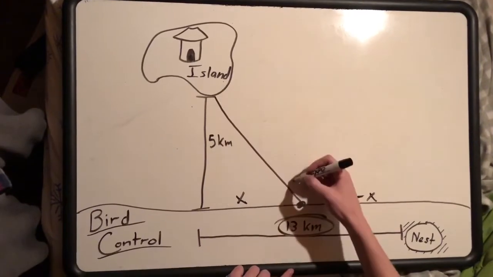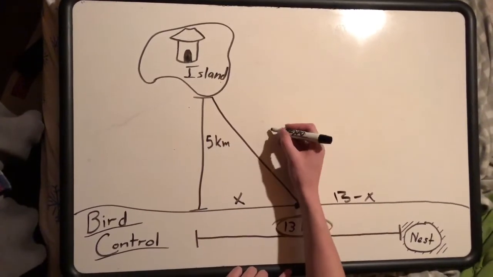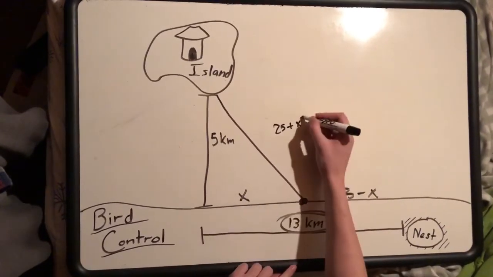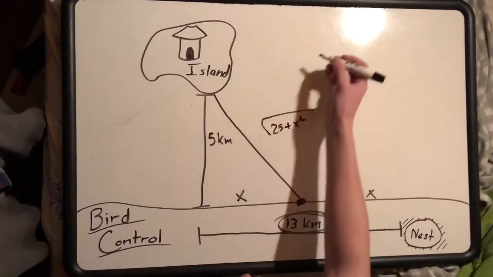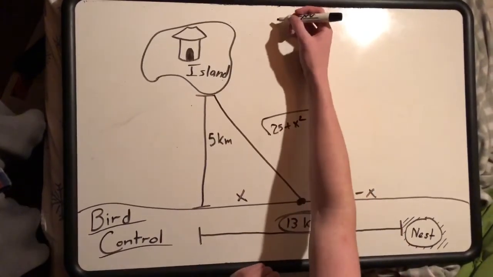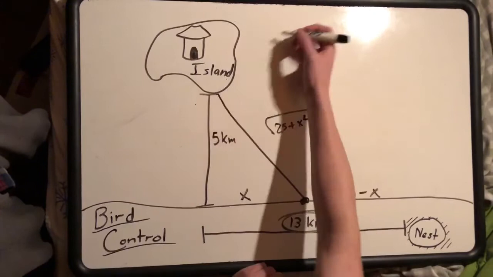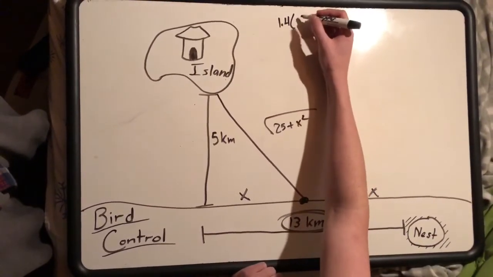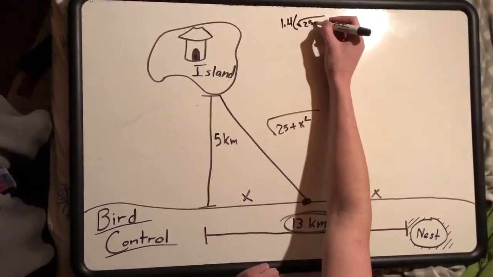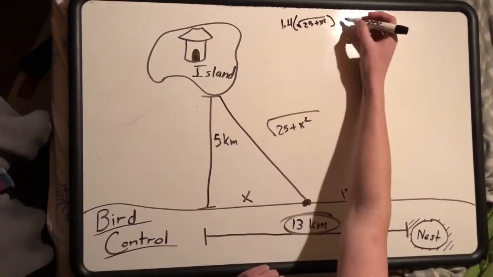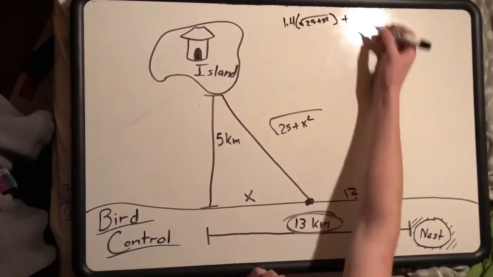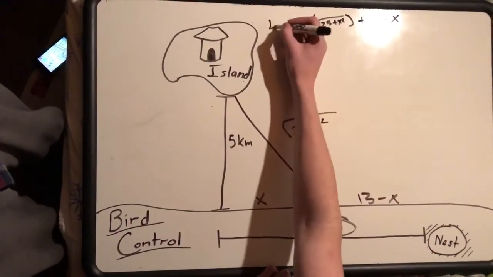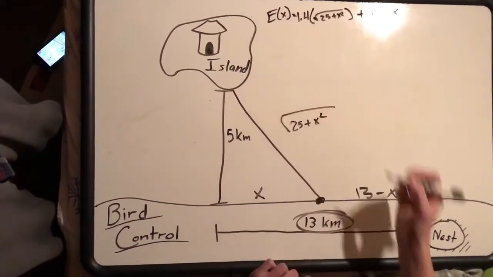And then for this diagonal bit, you got that, which is squared because it's a Pythagorean triangle, so 25 plus x squared, and it's all under a square root. Now, like I said earlier, it takes more energy to go across the water, so that's about 1.4 times. So now we've got 1.4 times the square root of 25 plus x squared, plus this right here, 13 minus x. And that is the energy to get over there.